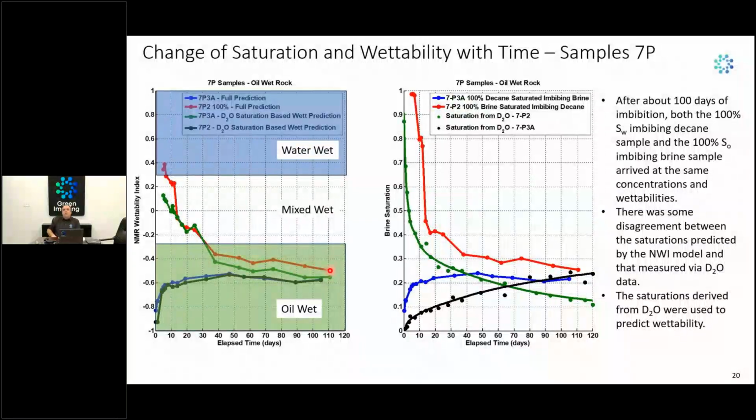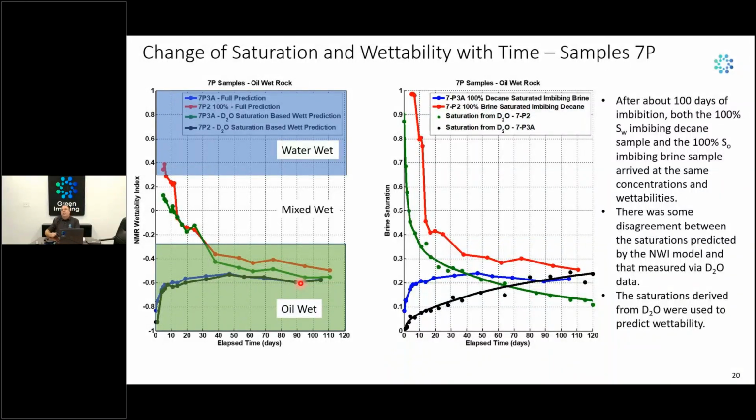So this is good. This means that A, our wettability model is working, and B, if you have a slight discrepancy in your saturation, and you use the D2O data to back out the wettability index instead, you'll get a number that's pretty similar. So this was really giving us confidence in our method.